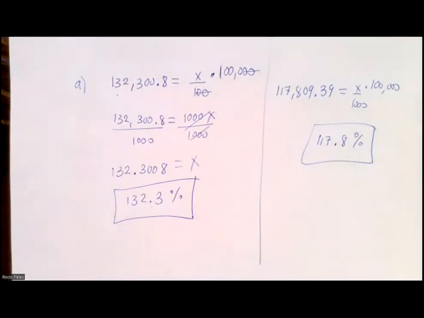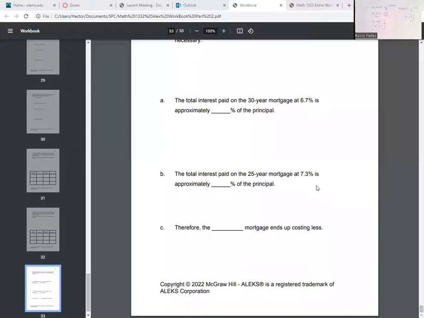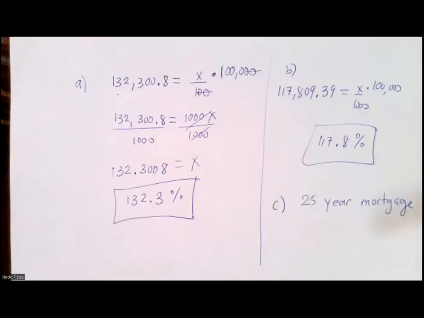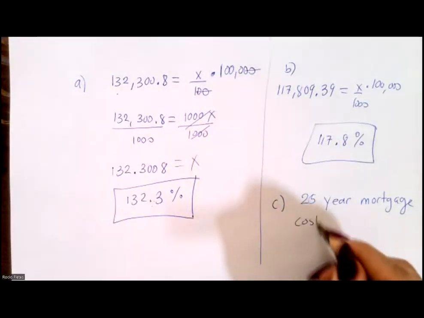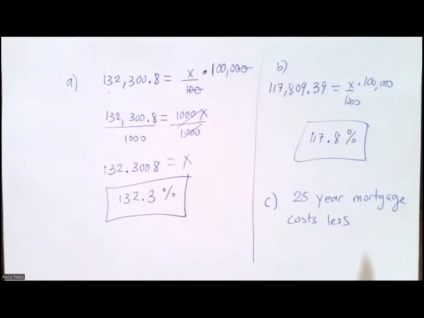Okay, so let's see what the next question is. I answered A and B, right? And C is, which one costs less? Well, of course, we can answer C: the 25-year mortgage costs less. For C, the 25-year mortgage costs less because it's less interest. All right. Okay, so I think that's it for this section.